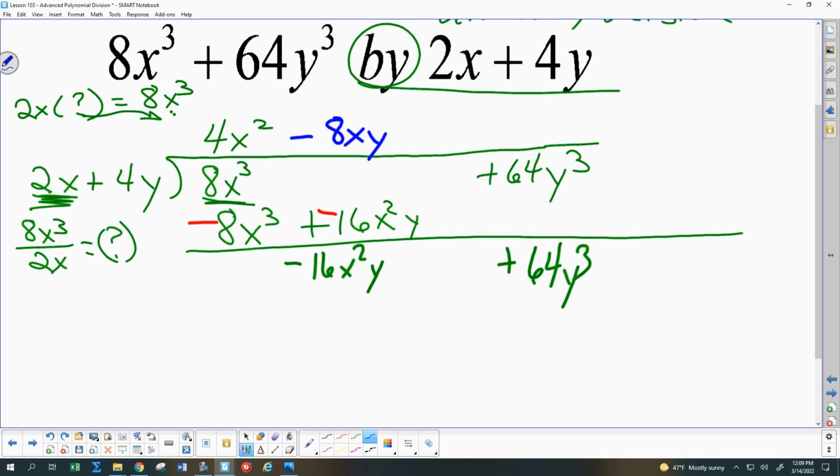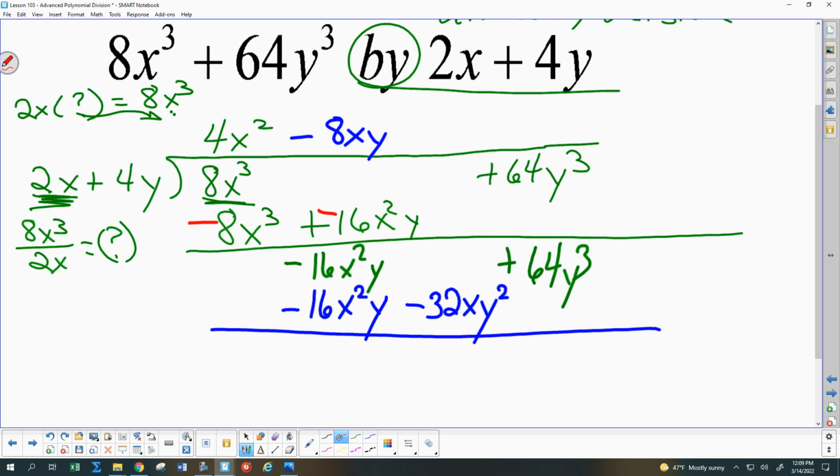So minus 8xy. What do the rest of you think? If I multiply that by 2x, will I get this? Well, let's see. The minus times the plus is a minus. The 8 times 2 is 16. And I have an x times an xy. So yes, indeed, x squared y. But I also have to multiply the minus 8xy times the plus 4y. And minus times plus is a minus. 8 times 4 is 32. And then I have x y squared.